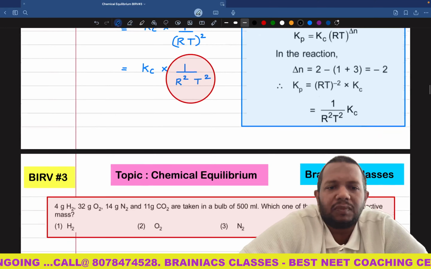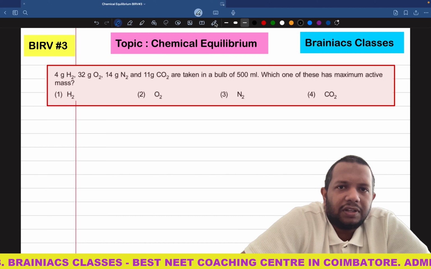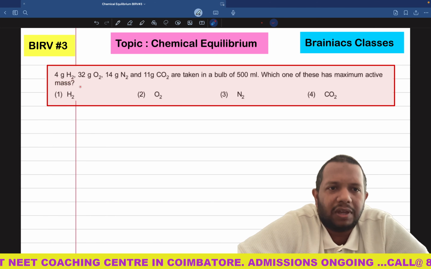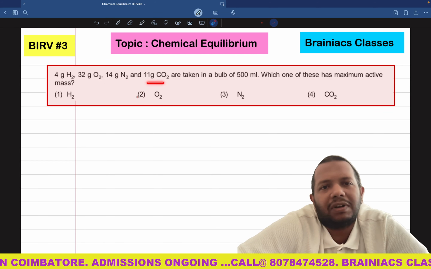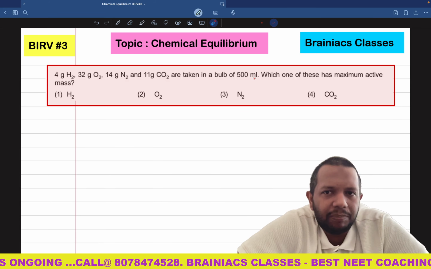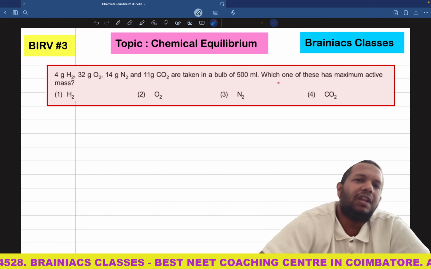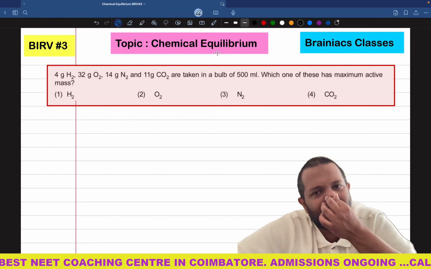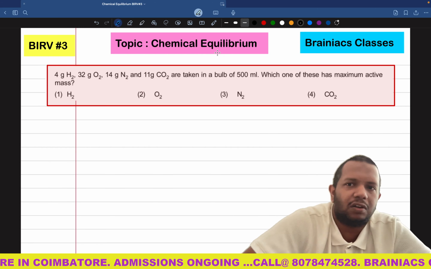Now let's start doing the next question. I hope all of you could see the question here. The question given here is 4 gram hydrogen, 32 gram oxygen, 14 gram nitrogen, 11 gram carbon dioxide. All these are taken in a 500 ml bulb. And they are asking which one of these have maximum active mass. Don't get afraid with the term active mass. Active mass is same as concentration, and this concentration is nothing but molarity, which is what we take normally.